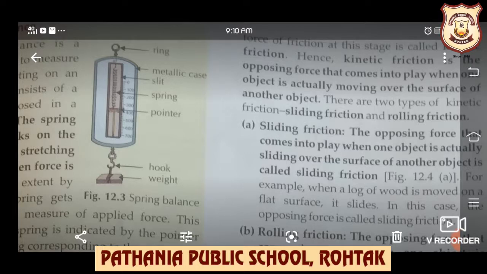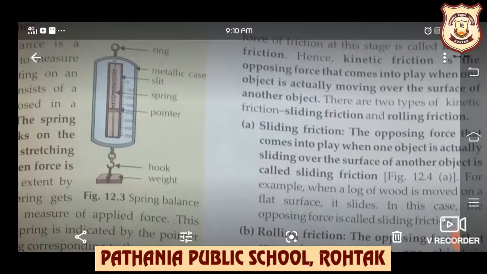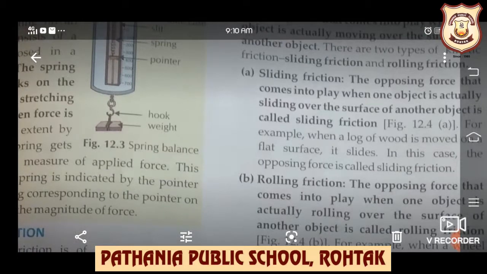There are two types of kinetic friction. One is sliding, one is rolling. There is a difference between them. The sliding friction appears when one object slides over the other object. ठीक है? And for example, when a log of wood is moved on the flat surface, it slides. किसी चीज़ को घसीटना है मुझे, it is sliding friction.